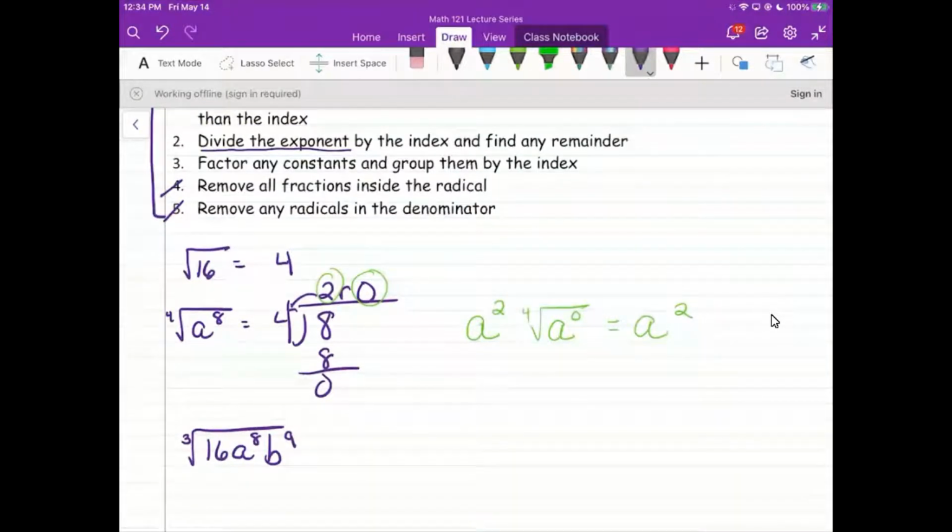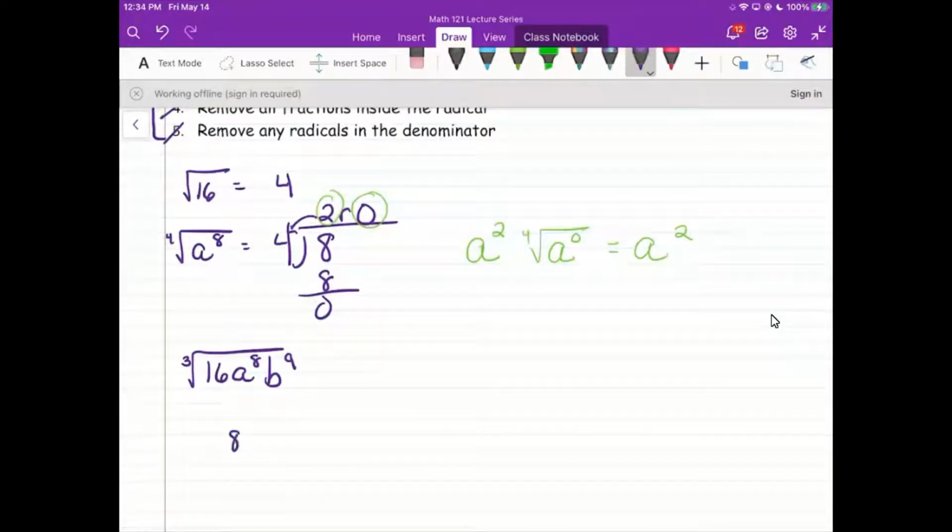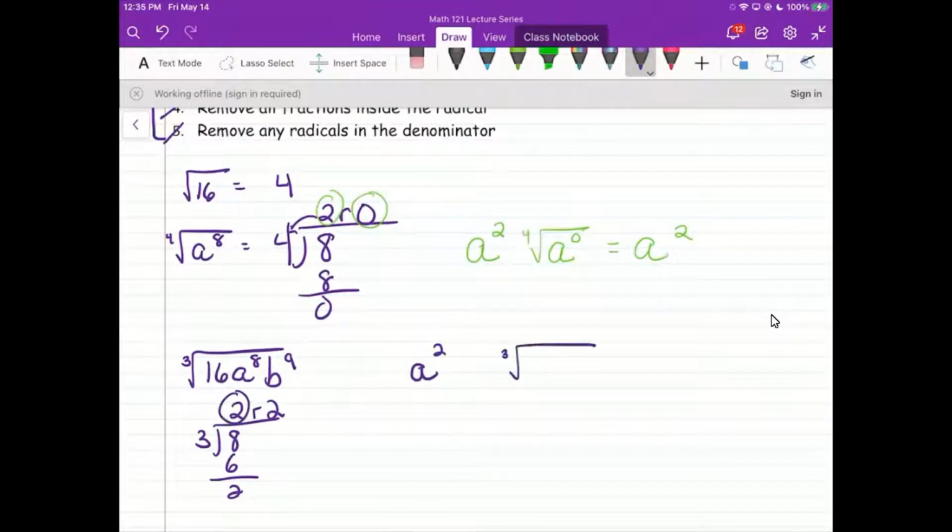We're going to deal with constants last for rule number 3, but here we're going to take 8, the exponent, and divide it by the index. 3 goes into 8 twice. 3 times 2 is 6, leaving us a remainder of 2, which tells us we're going to pull out 2 A's. That comes from here. And then under the radical, we're going to leave 2, and that comes from here. The b's, we're going to take the index and divide it into the exponent. 3 goes into 3 3 times with a remainder of 0. So we're going to pull out 3 b's, and we're going to leave no b's underneath.